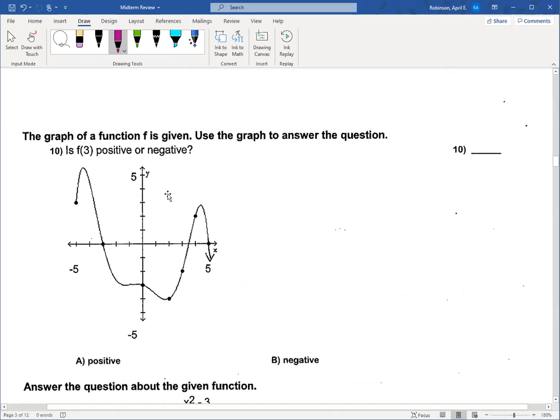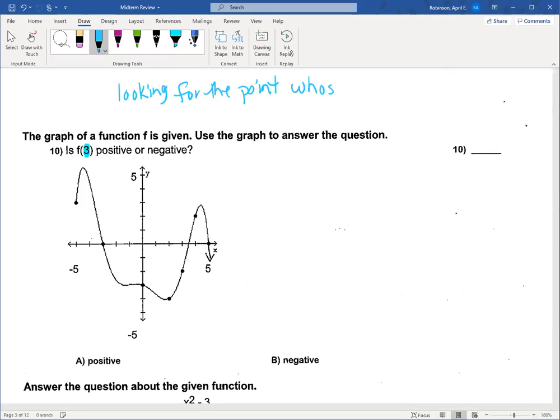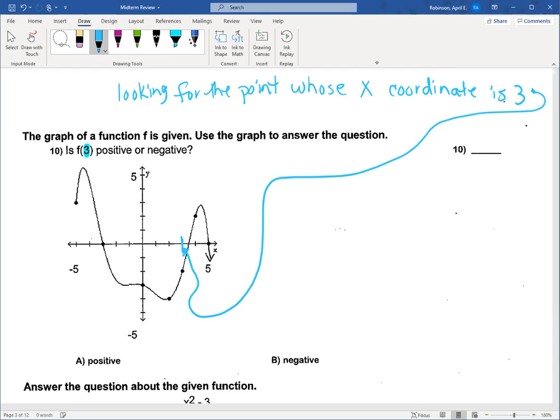Okay. Is f of 3 positive or negative? F of 3. You are looking for the point whose x coordinate is 3. So I'm going to go to the x-axis at 3. This would be here, wouldn't it? Isn't this 3? So it would be this point right here.